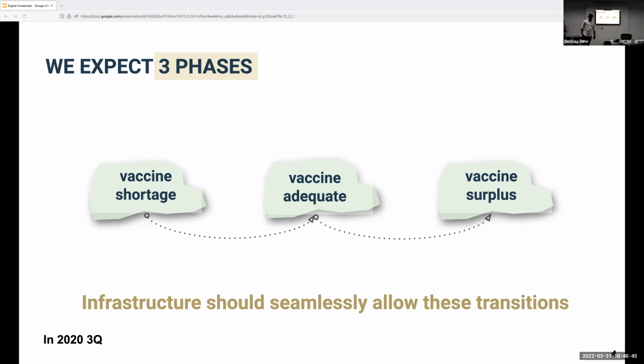So when DIVOC started, any particular vaccination program usually goes through 3 phases. So I'll just repeat it again. Any vaccination program can go through 3 phases. The first phase is the vaccine shortage, the second phase is in which the vaccine is inadequate, and the third is where the vaccine is in surplus. So the infrastructure or the system that is being built should seamlessly support these 3 phases and the transitions between them.